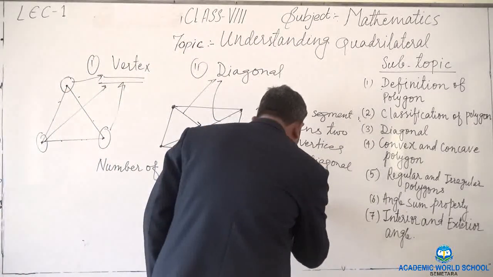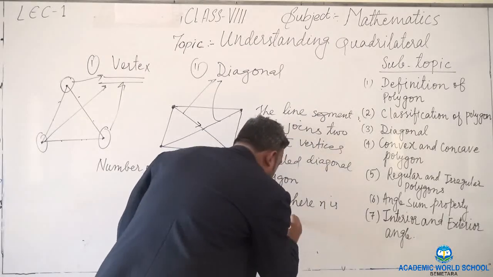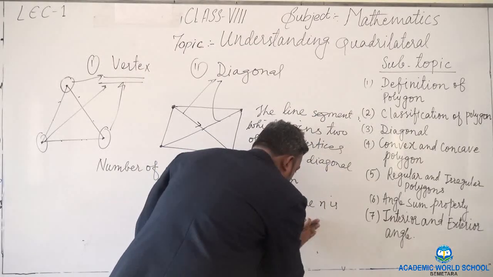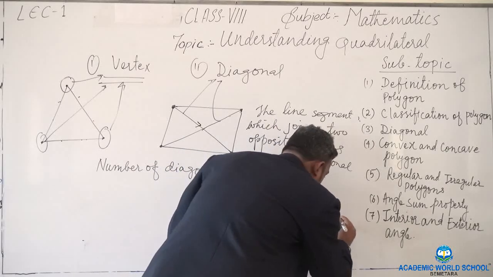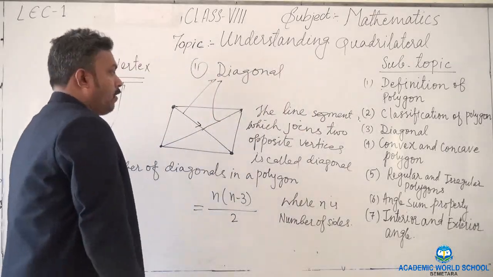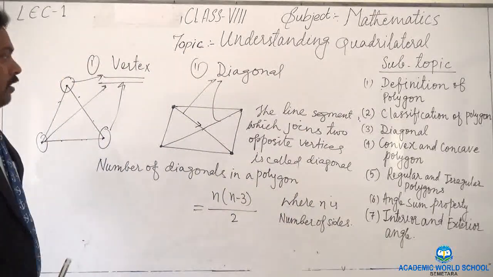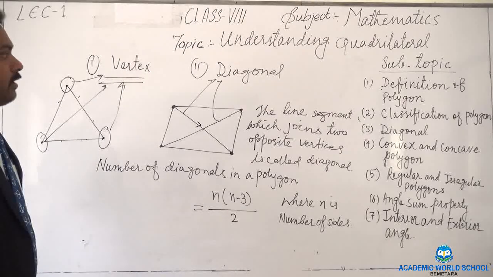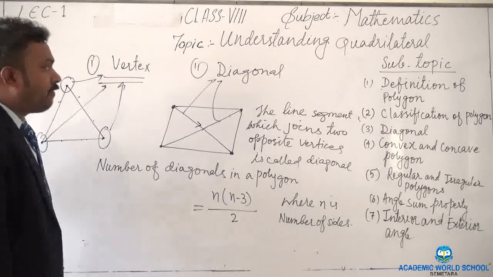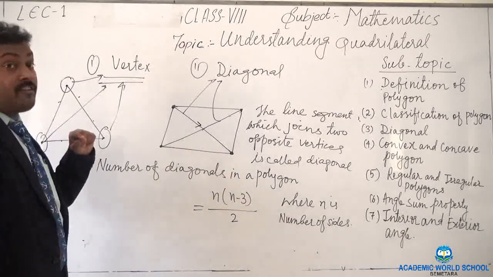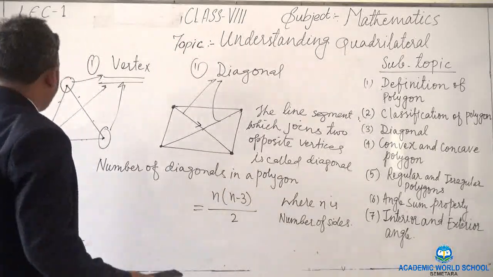Where n is the number of sides. Right? So let's find out the number of diagonals in different types of polygons. We will start from the triangle. In a triangle, how many diagonals are possible?